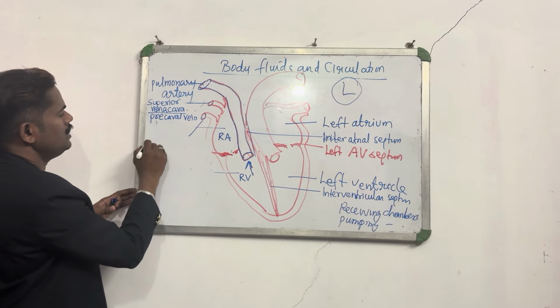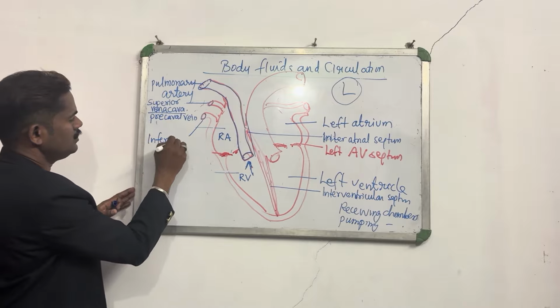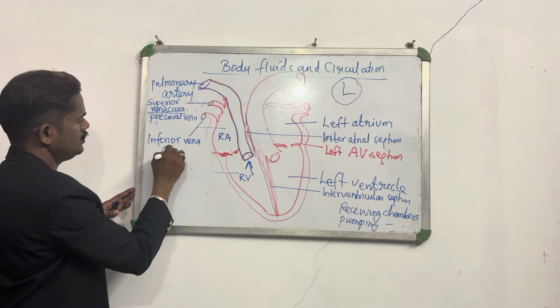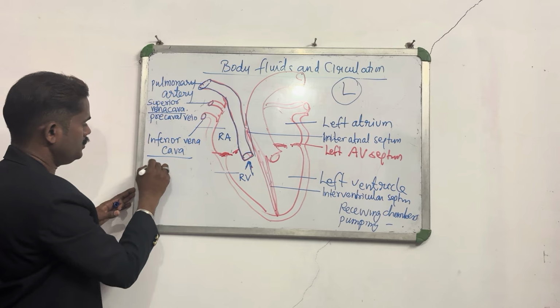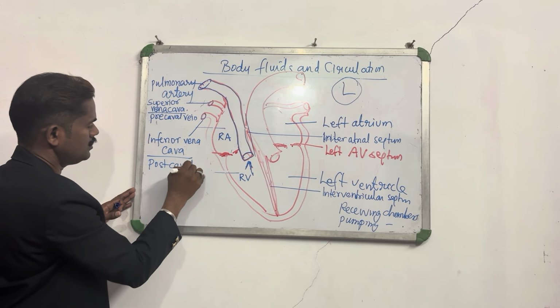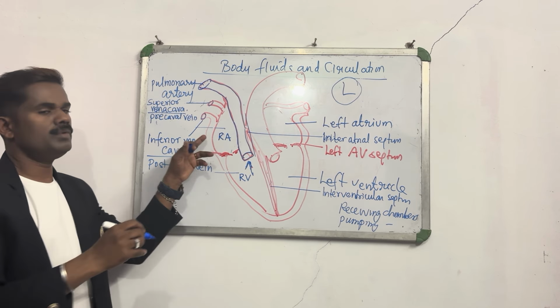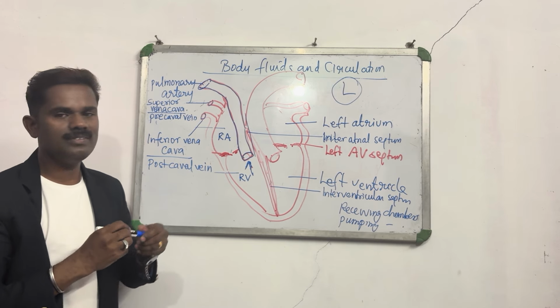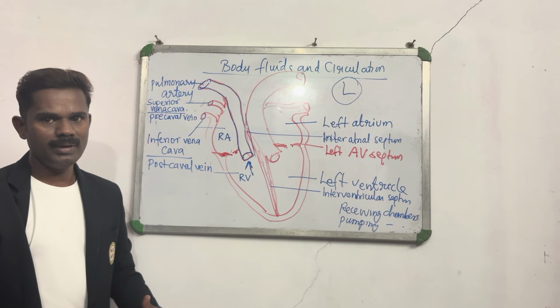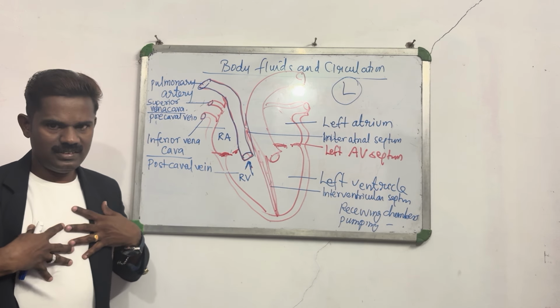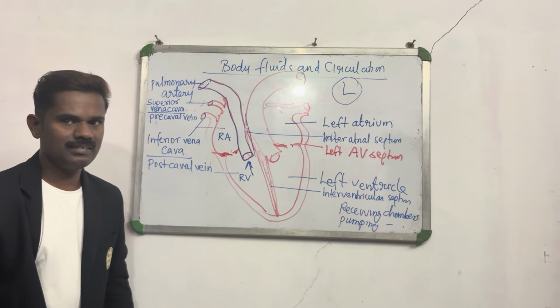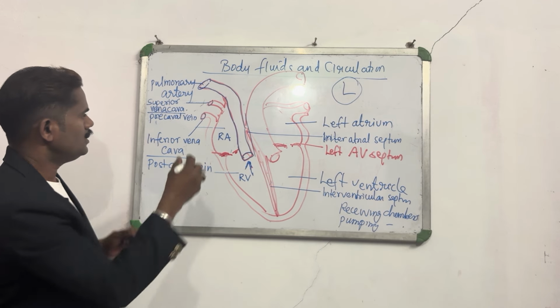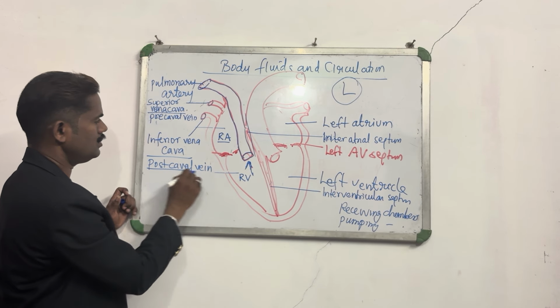And this is inferior vena cava or postcaval vein. This vein is also formed by the union of a large number of small veins from the lower part of our body, which brings blood from our chest, our abdomen and from our legs and our lower parts of the body to the right atrium.